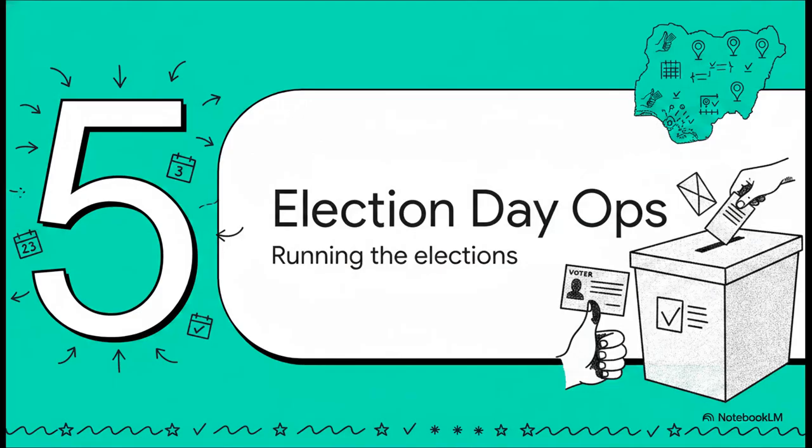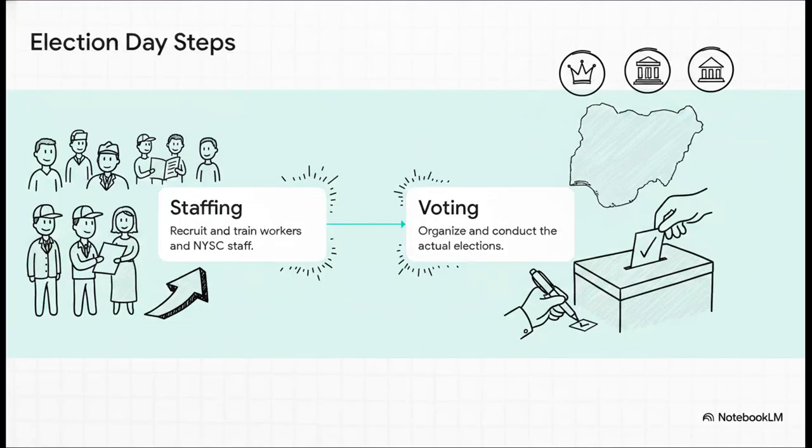So, we've got the voters and the parties sorted. Let's hit Section 5, organizing Election Day operations. What happens when it's finally go time? To pull off the big day, INEC takes 2 massive steps, covering 2 more of their core functions. Step 1, they recruit and train staff. Guys, it takes a massive workforce to run a nationwide election, so they hire and train thousands of permanent and temporary workers. A huge tip for your exams, this heavily includes NYSC members who step up as ad hoc staff to man the polling stations.